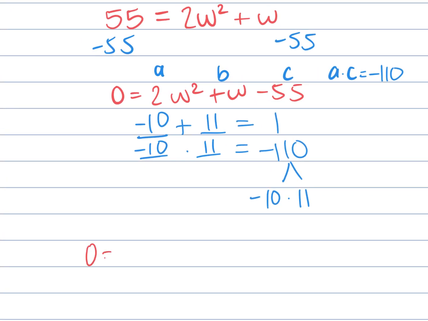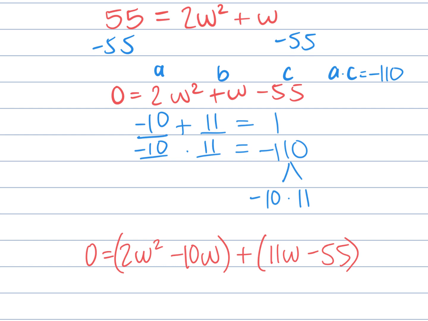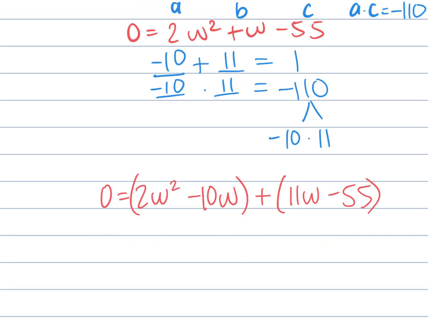So remember, it's still 0 equals, but now we have to start factoring the right-hand side. 2W squared minus 10W. Make sure to group it together with parentheses. Plus parentheses 11W minus 55. Very good. Yes, Alec. You put the 11 first? That's fine. Just make sure when we go back and check it, Alec, make sure you get the same answer, okay? All right, what do I do next?